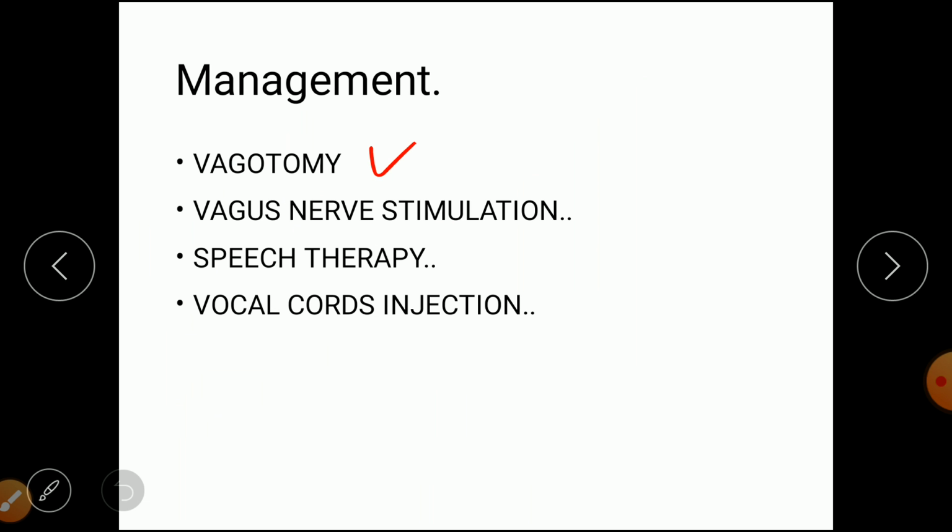Management is done via vagotomy, vagus nerve stimulation, speech therapy and vocal cord injection.